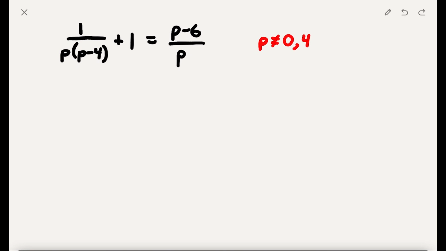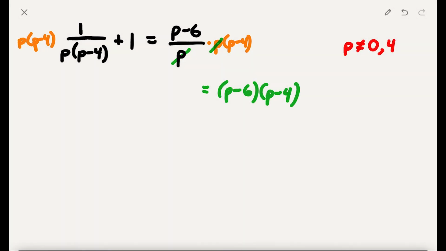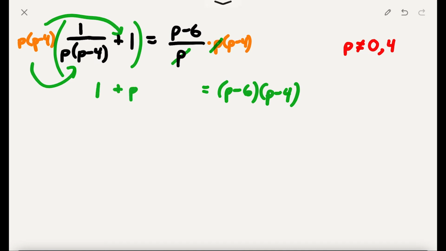So what I'm going to do is multiply both sides by p times p minus 4. The reason for this is because the p and the p minus 4 represent all the denominators that we have here. So this p is going to cancel here, and you're going to be left with p minus 6 times p minus 4. On the left side, we're going to distribute this to both of these terms. The first distribution is just going to end up being a 1, and the second distribution is just going to be a p times p minus 4 here, so you end up with something like that.